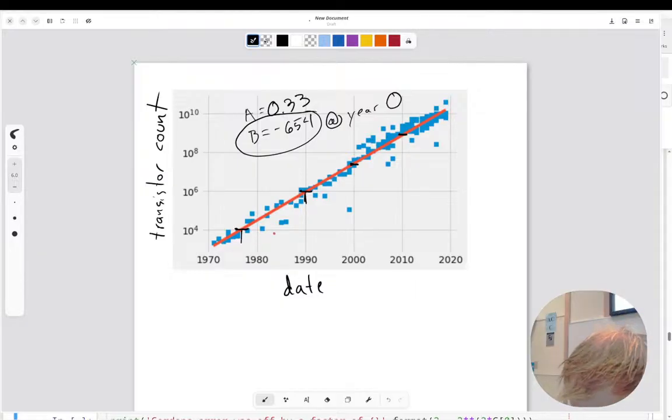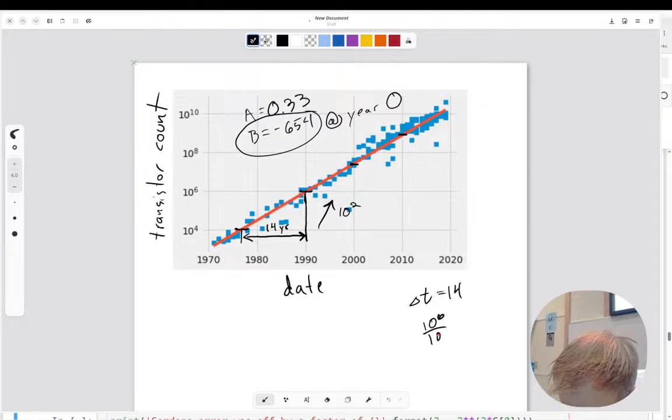But yeah, we're on a log scale, right? 10 to the 2, so we went up by a factor of 100. So is that every 2 years? Does that tell us it's doubling every 2 years?